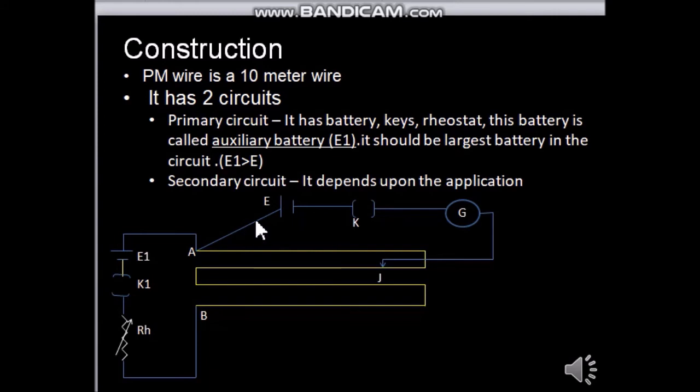So here I have connected the unknown cell E, a key, and a galvanometer with a jockey. This J is shown for the jockey. Now how this is balanced, let us understand in the next sheet.